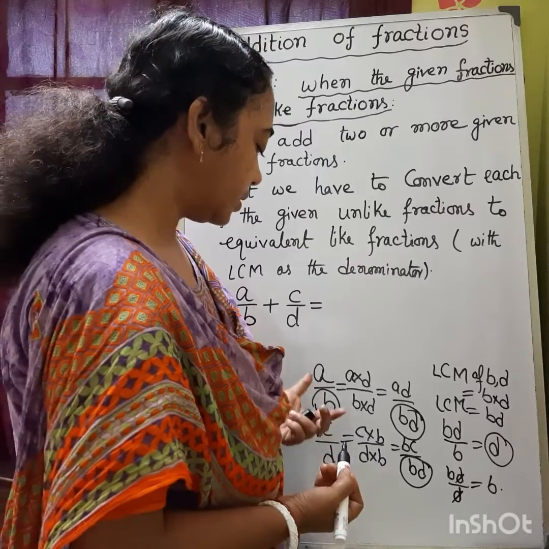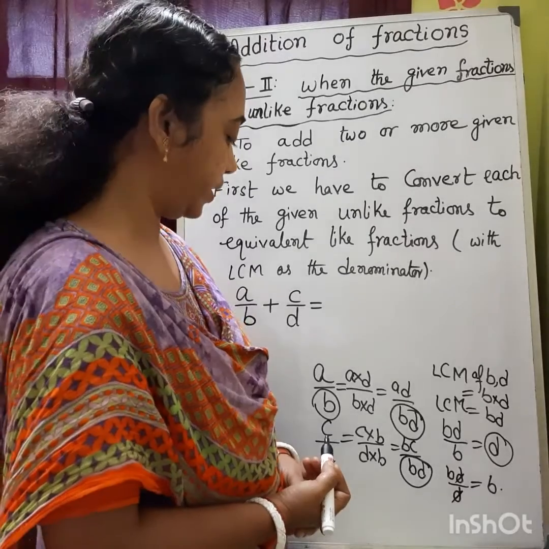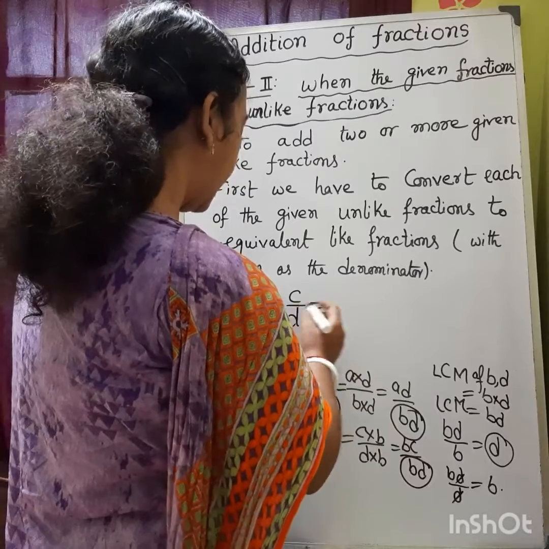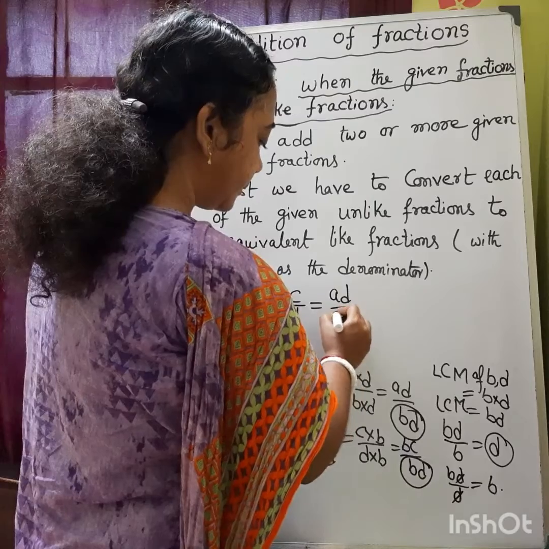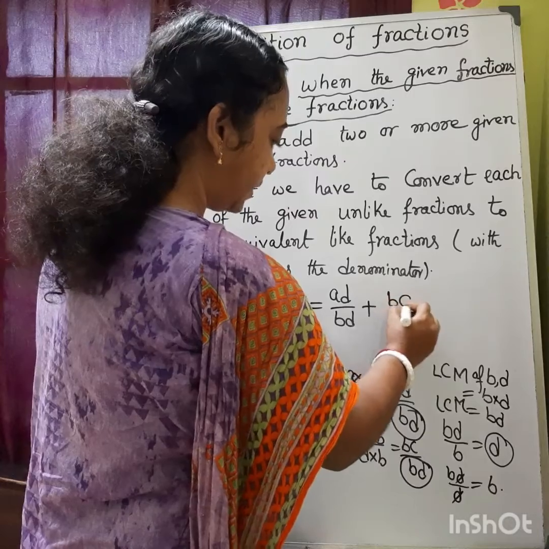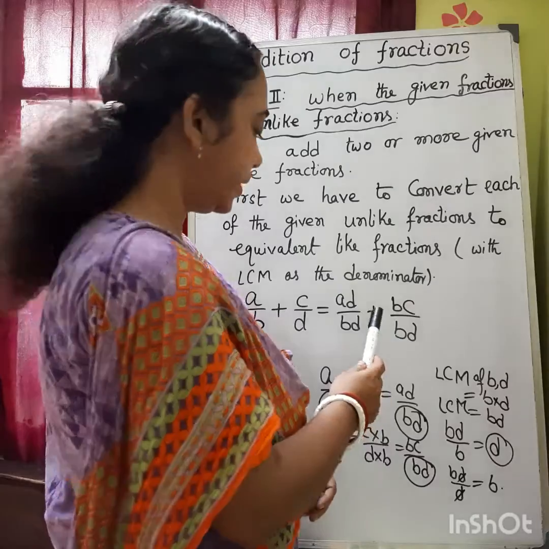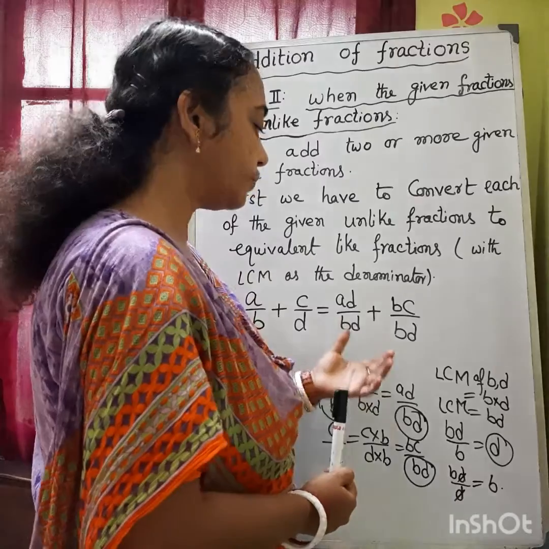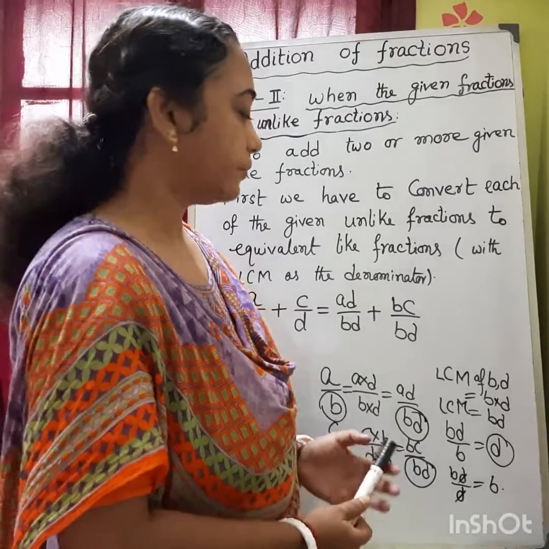So now both fractions are converted to equivalent fractions with the LCM as the denominator, so we can easily add them. In place of a by b, we will write ad by bd. Similarly, in place of c by d, we will write bc by bd. As both have the same denominators, ad by bd plus bc by bd, these two fractions are like fractions. Now we know how to add two like fractions.